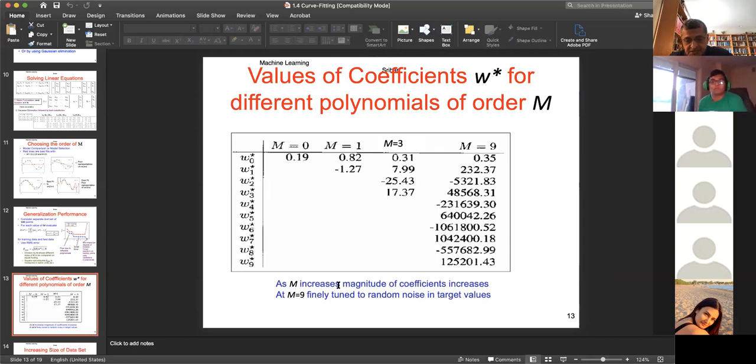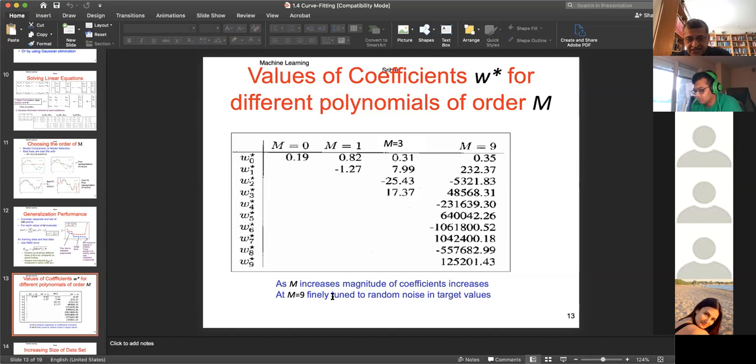As m increases, the magnitude of the coefficients increases. The magnitude means how big these numbers are. This is kind of small magnitude, lies between 0 and 1. This lies between 0 and, let's say, minus 2. This lies between minus 25 and plus 17. This is horrendous, m equal to 9.